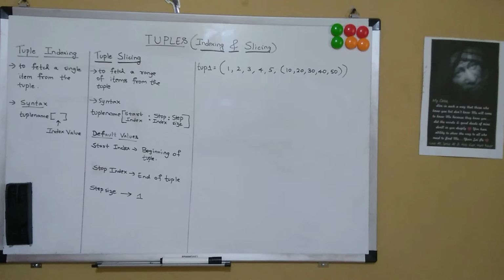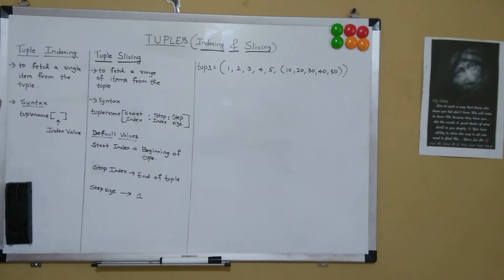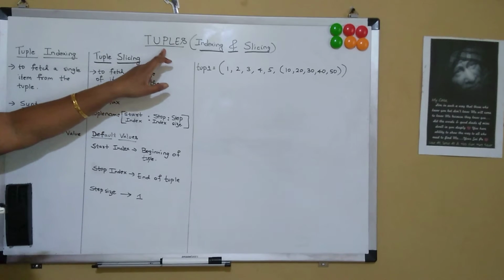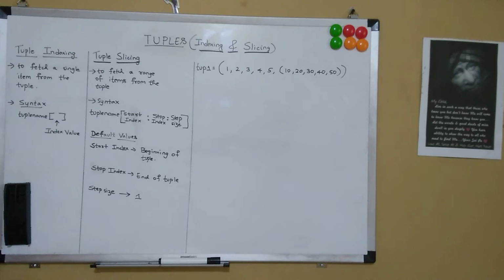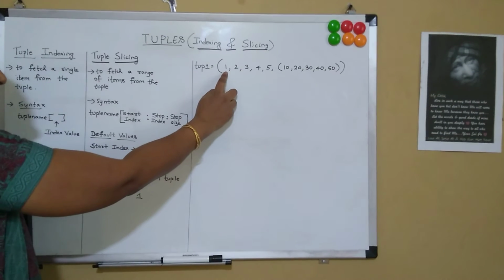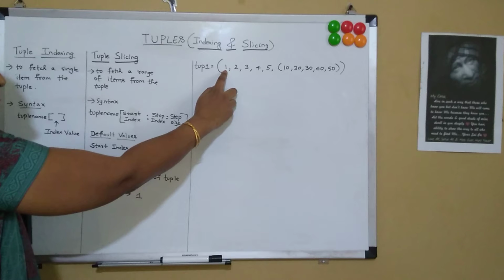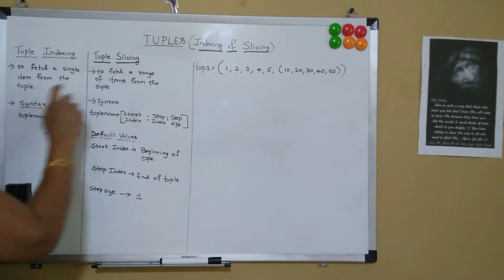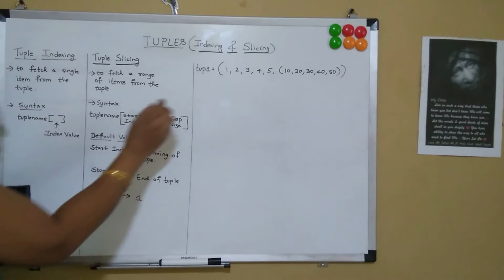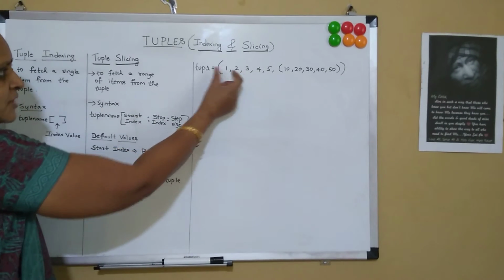Friends, indexing and slicing, we had seen in the string data type as well as the list data type. And it holds the same way, we can do indexing and slicing on the tuple data type as well. So what is tuple indexing? If we want to fetch one particular item, that is just one element from the tuple, we go in for tuple indexing. Tuple indexing helps us to fetch a single item from the tuple.